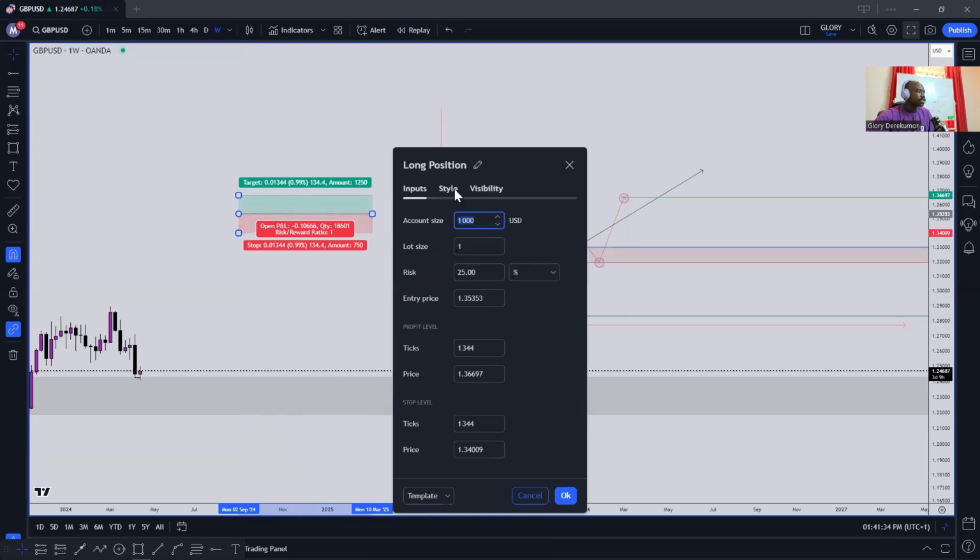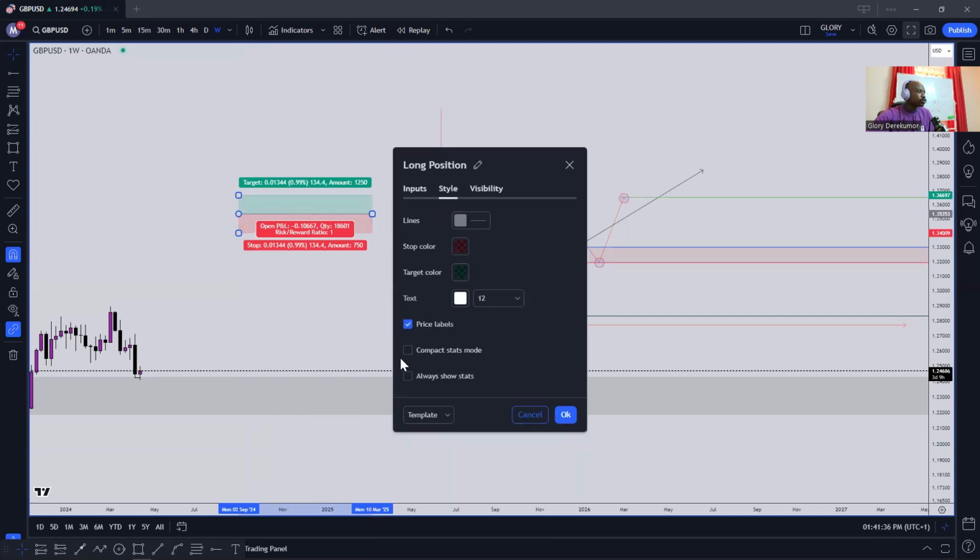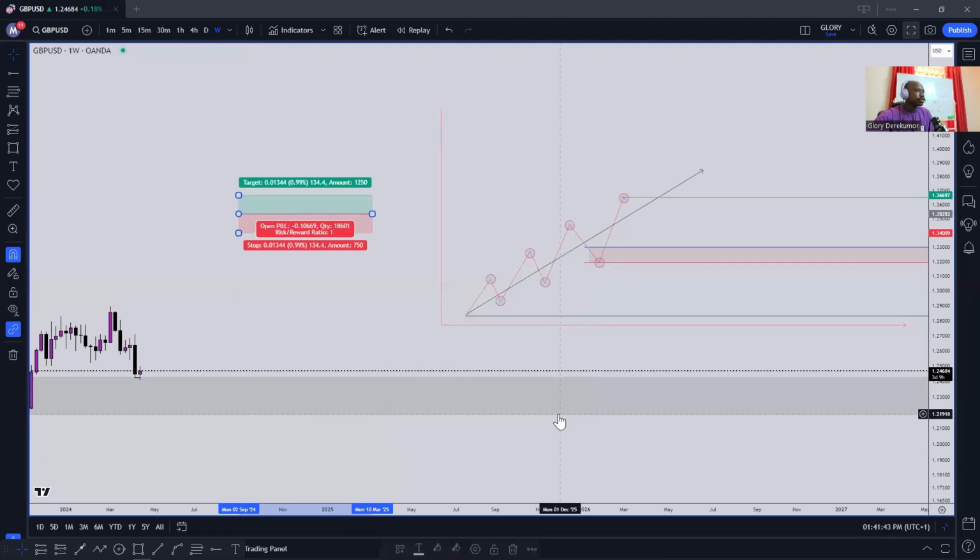If you go to style and you go to price labels, yeah, price labels, right? Now the price labels can show there. You can see the price label at this side of the chart. So the middle price there is going to be your entry price. The price at the bottom is going to be your stop loss price, and the price at the top is going to be your take profit. Now, what the position tool overall is showing us is a metric of what we are risking and what we stand to gain if the position should go in our favor.